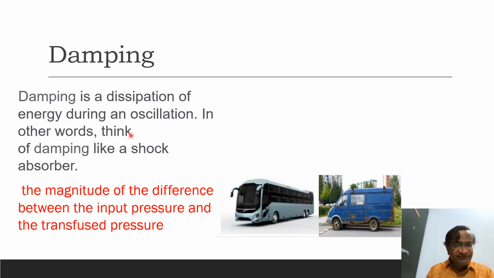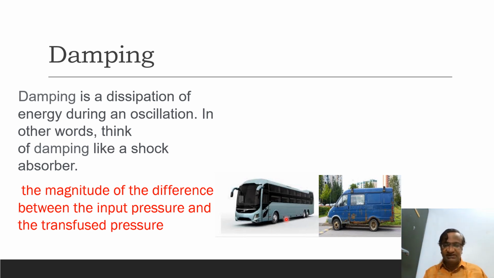Damping is a dissipation of energy during an oscillation. In other words, think of damping like a shock absorber. The magnitude of the difference between the input pressure and transverse pressure. We have now told what is resonant frequency. Now I will tell what is damping.